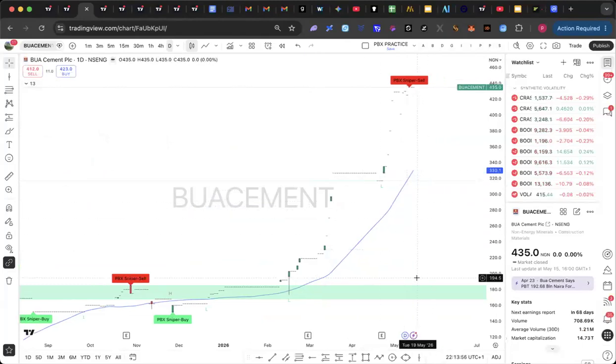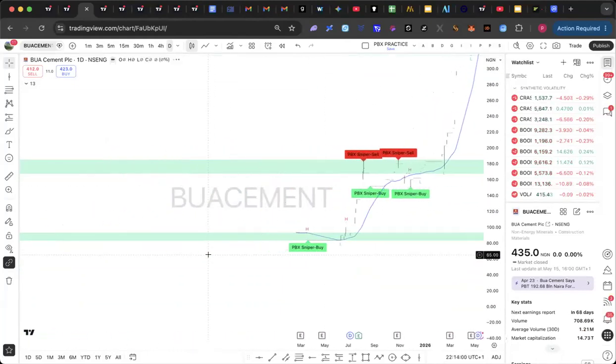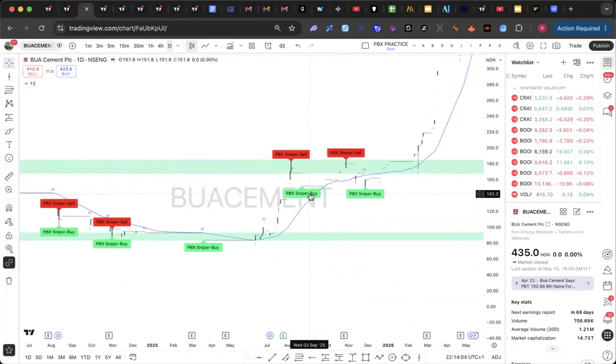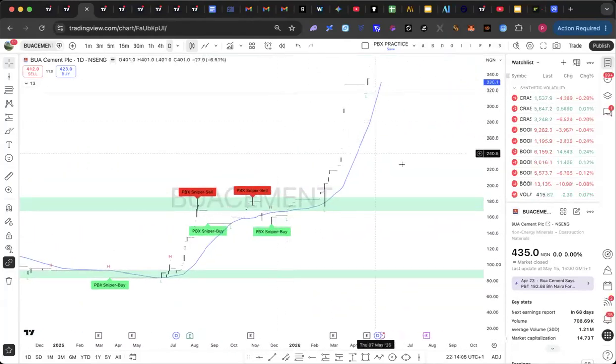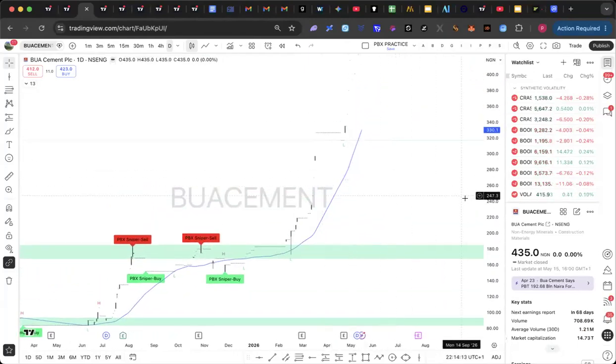So look at BUA Cement, it's about 35 naira. That was the BUA Cement we bought at 67 naira at a point, then 120, 130, 114, and all of that. And if care is not taken, BUA Cement will soon hit 600 naira. I say if you are not careful. If you are careful, you may not hit.